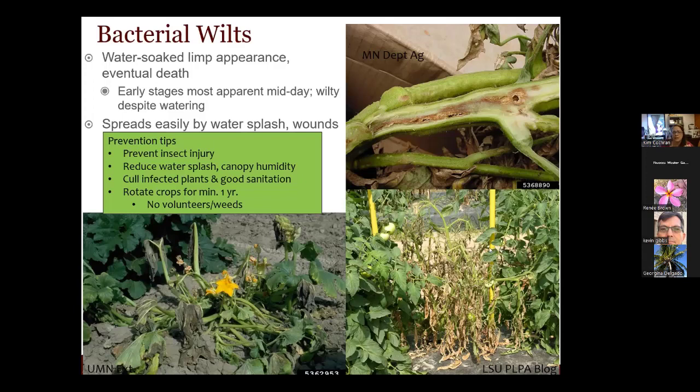Remove infected plants. Practice good sanitation. When you do pull them, don't just lay them down. You need to take them away and dispose of them. Either burn them if you don't have a burn ban or put them in the trash. You can rotate your crops for a minimum of 1 year. I like to do 2. And make sure you don't have any volunteers that have grown from some dropped fruits, and no weeds, because there are a lot of weeds related to a lot of our vegetable crops that can harbor not only the bacteria, but the insects that aggravate this situation.